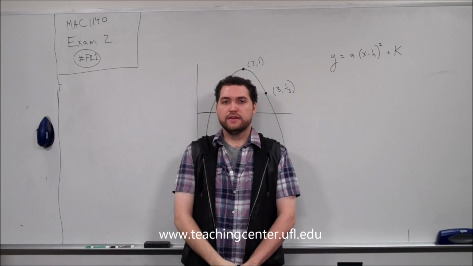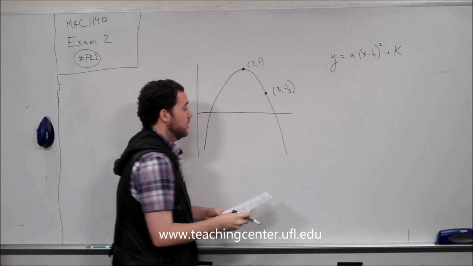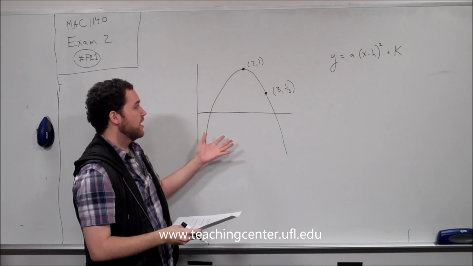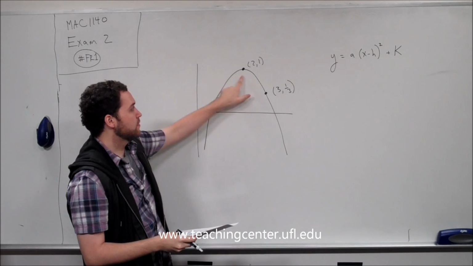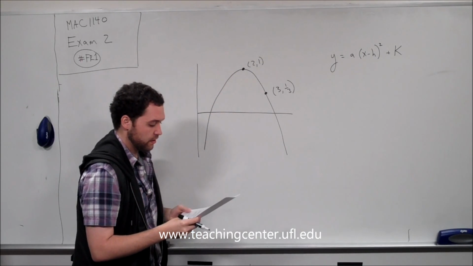Welcome, this is MAC 1140, Exam 2, question number 1 on the free response. In this question, they give you the following graph, it's a parabola, and they tell you that the vertex is (2, 1), and there's another point, (3, 1/3).